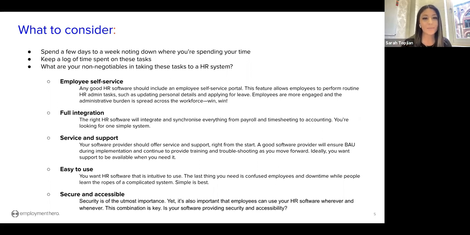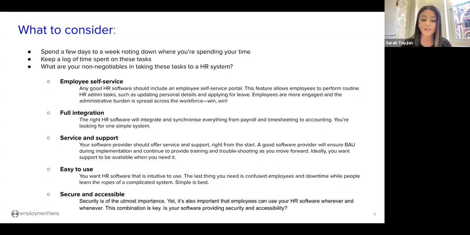So start to keep a log of time spent on tasks, kind of like a timesheet, and note your non-negotiables, and what tasks are taking up the time that you need an HR system to do. For instance, if you're spending half your days doing employee onboarding because you're growing really quickly, you definitely need an onboarding platform. Here are a couple of examples of things you might want to uncover where you're spending some time. For instance, employee self-service.